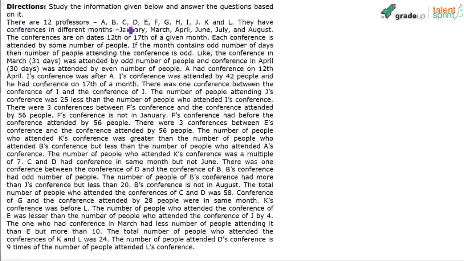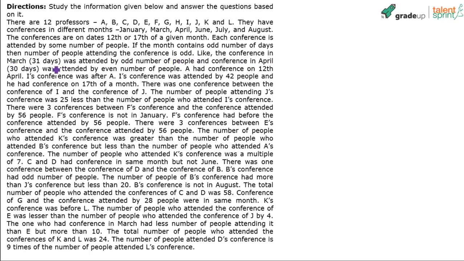There are 12 professors: A, B, C, D, E, F, G, H, I, J, K, and L. They have conferences in different months: January, March, April, June, July, and August. The conferences are on dates 12th or 17th of a given month. Each conference is attended by some number of people. If the month contains an odd number of days, then the number of people attending the conference is odd.